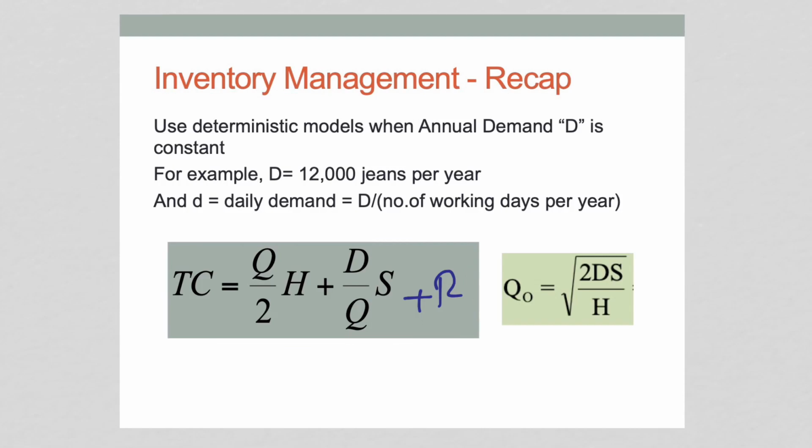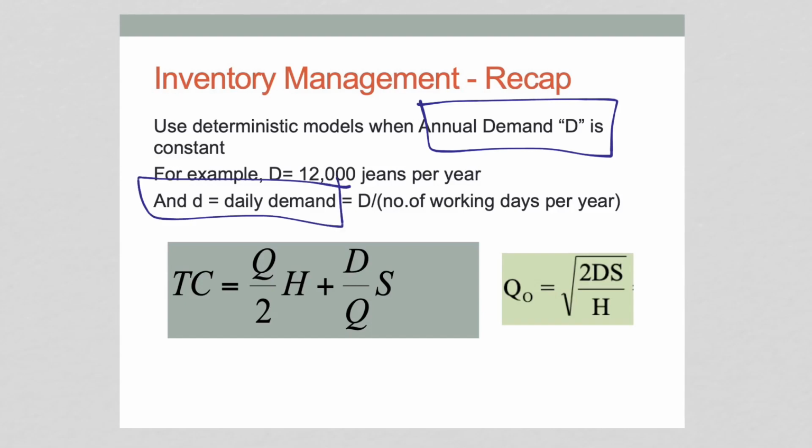So one of the key elements of these models is that our demand is constant. That is, every year the demand is, let's say, 12,000 units, and therefore we can calculate our daily demand, which is a function of the number of working days per year, and it's constant. So there's no problem in trying to do these kind of calculations.